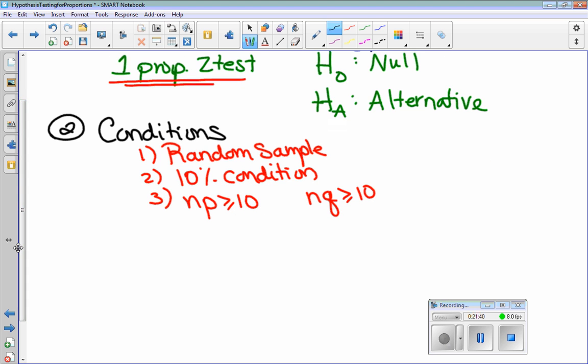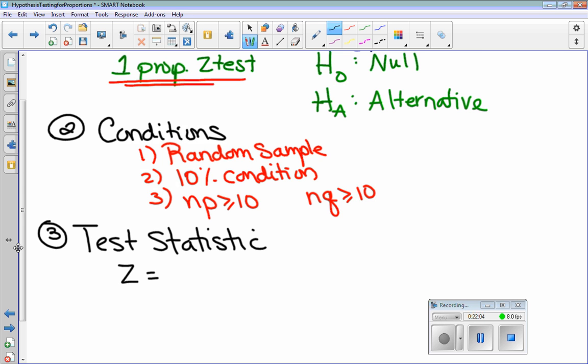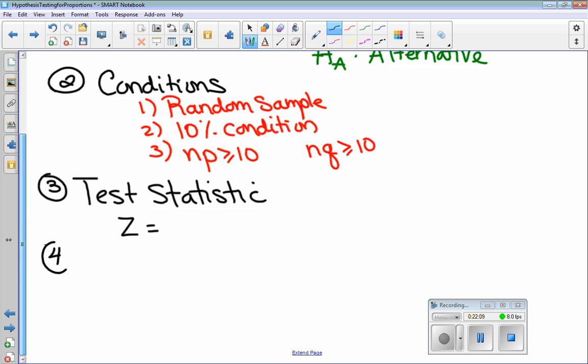What's the third step? Find the test statistic. Okay, so what is that? This test statistic will vary depending on the kind of test that you need, okay? For us, it's a z. It's a z value because we're doing a z-test, okay? So here we're looking for a z. All right, fourth step, p-value. Okay. What is a p-value?